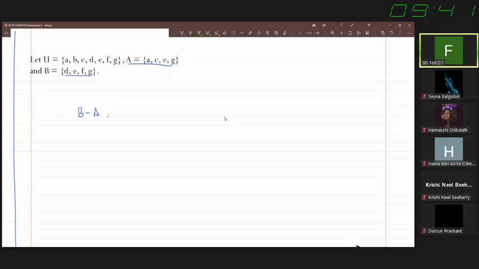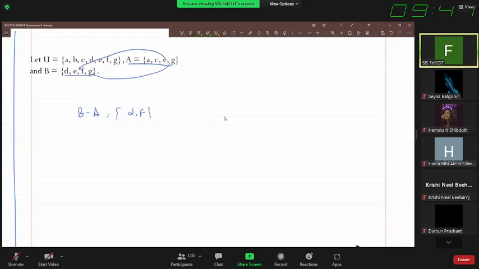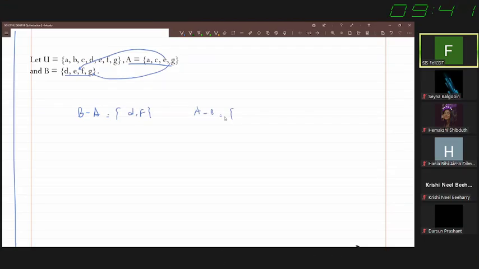So you need to take the common element from this one and remove it from this one. So the common element is this. So what you are left with is D, F. If you were asked to calculate A minus B, then it would have been different, right? It would have been A, C. Is that clear, my friend?